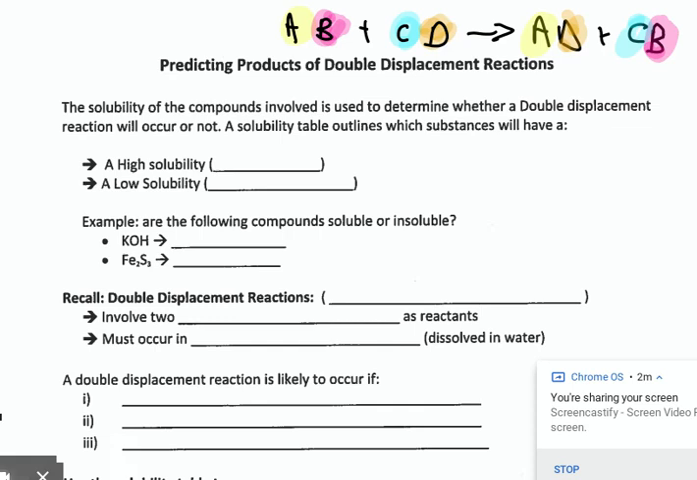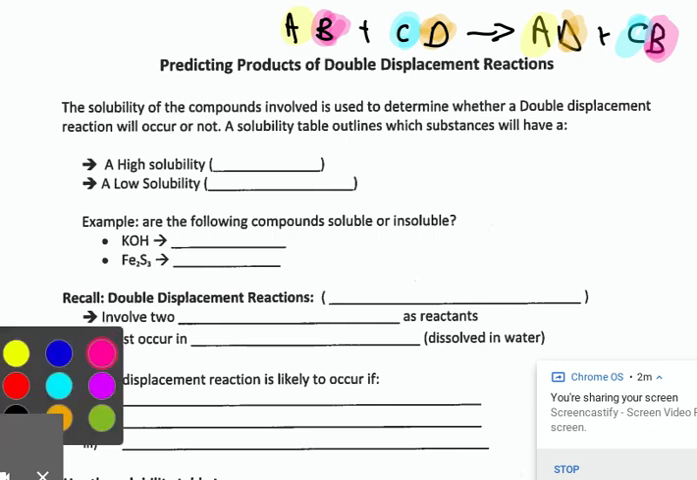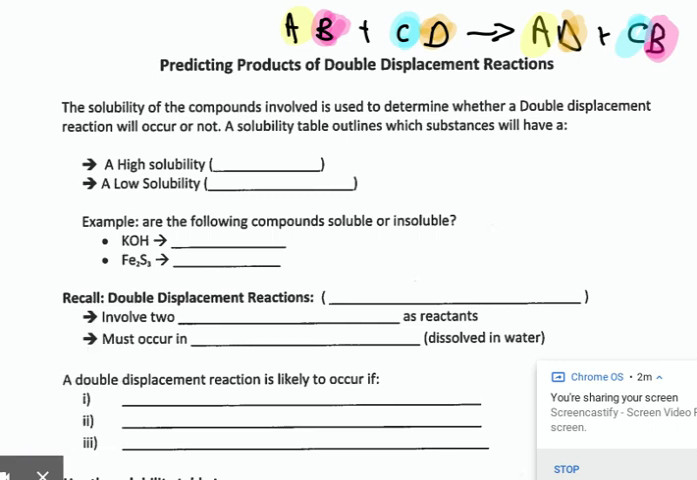Solubility is a really important factor when we are looking at determining whether or not two compounds will actually undergo a double displacement reaction. We use the solubility to determine whether or not that double displacement reaction is actually going to happen. In order to do this, we need to be able to use our solubility table, because that solubility table tells us whether or not a substance is going to have a high solubility, which basically means that it's going to dissolve.